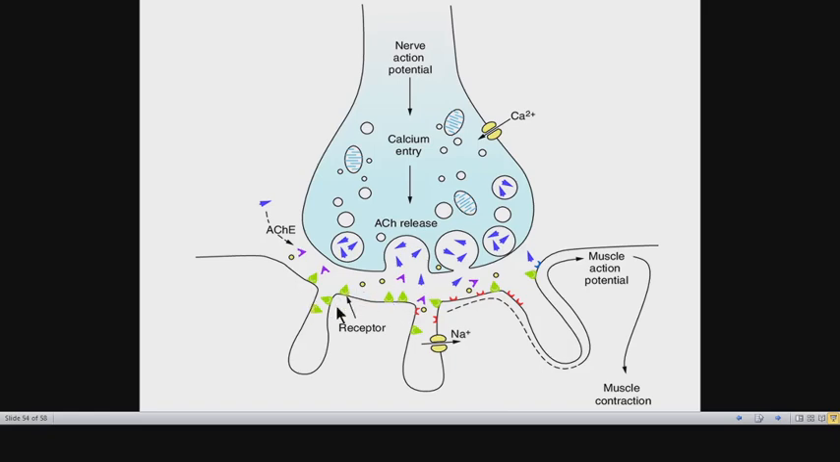Upon activation of these receptors by acetylcholine, this will lead to activation of sodium channels in the postsynaptic membrane, and this will allow sodium influx into the postsynaptic membrane and into the muscle fiber, and this influx of sodium will lead to depolarization and muscle action potential. And when there is muscle action potential, that means the muscle will contract and the muscle will move. This is simply how neuromuscular junction works.